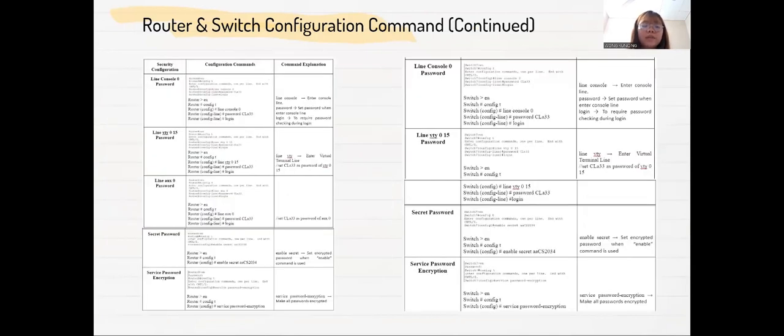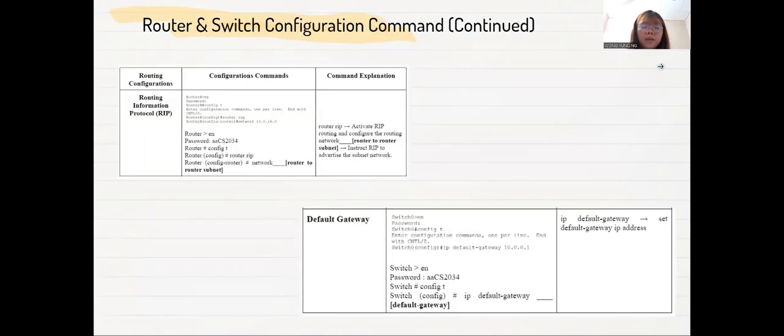Next is security configuration. Line console is to enter console line, and password is to set password when entering the line. We need to type login after setting the password because it requires password checking during login. Line VTY is to enter the virtual terminal line and set password for that line. Enable secret is to set encrypted password when the enable command is used, and service password encryption is to make all passwords encrypted.